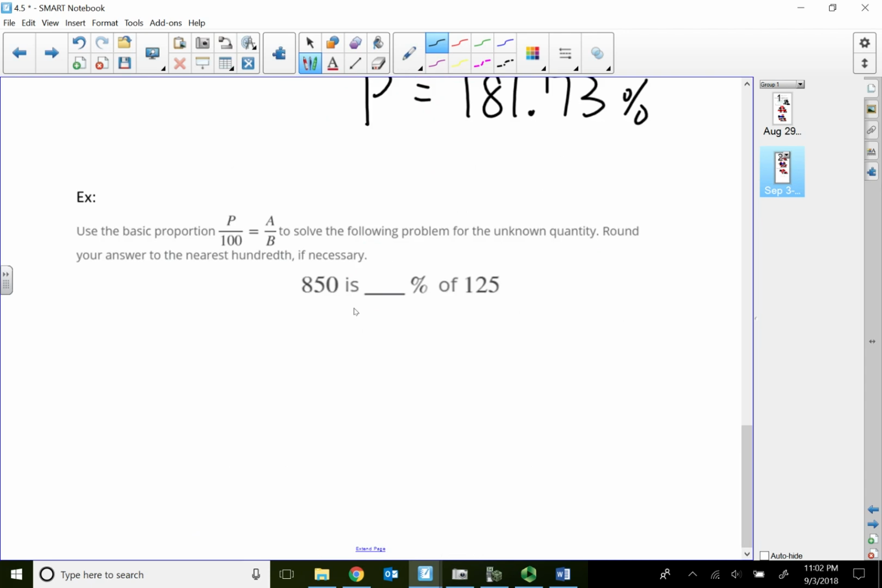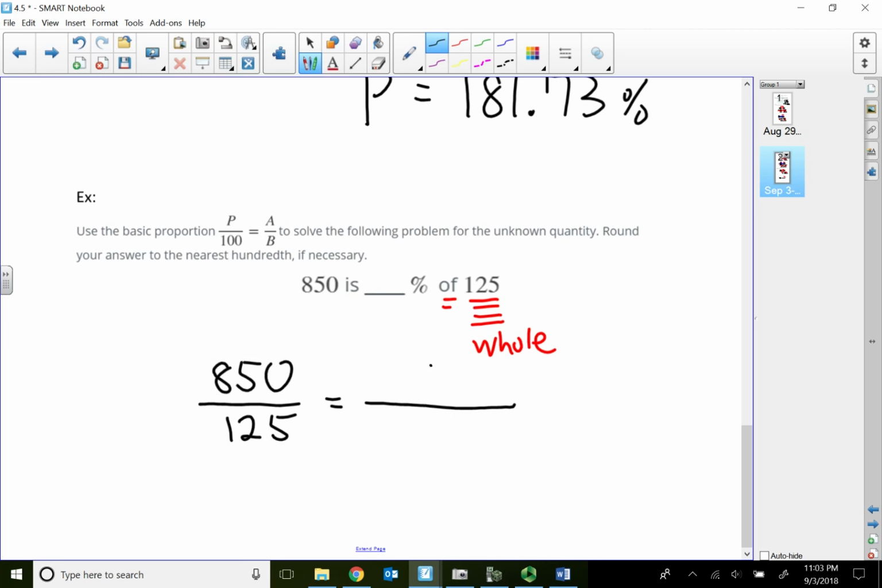All right, last one. 850 is what percent of the total? Of the total. So the total is 125. I believe this one is also over 100%, because if 125 is the whole, that means 850 has to be the part. So that will be percent over 100.